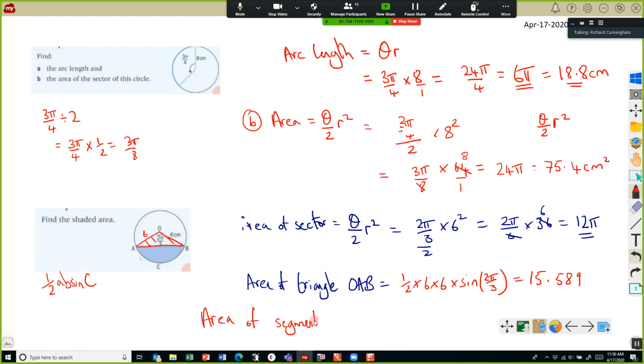So the area of the shaded part, we take the full sector and subtract off the triangle. So 12 pi minus 15.589. And I get 22.1 centimeters squared. Okay. Questions?